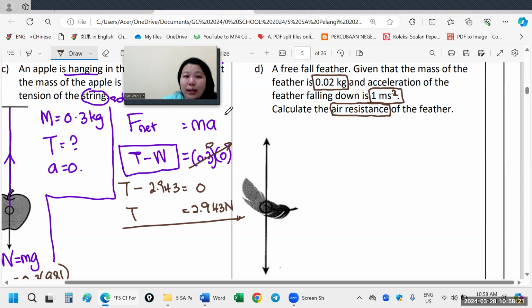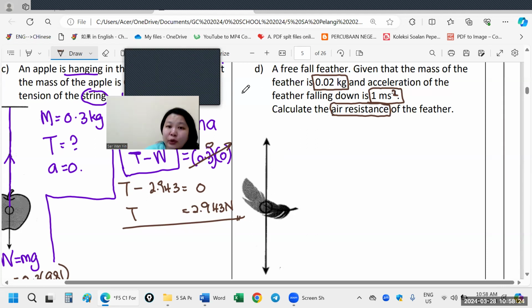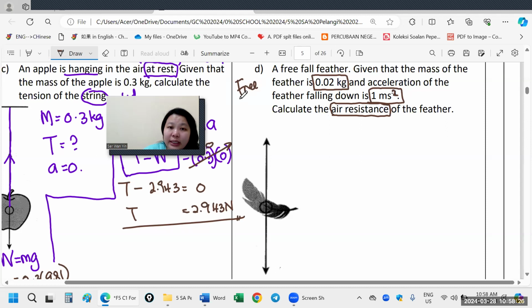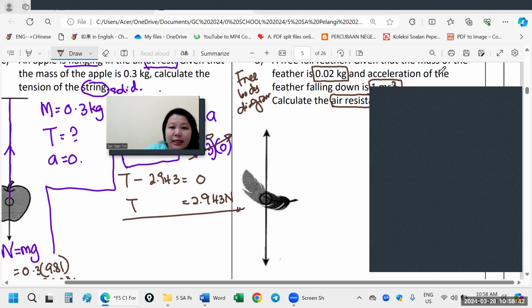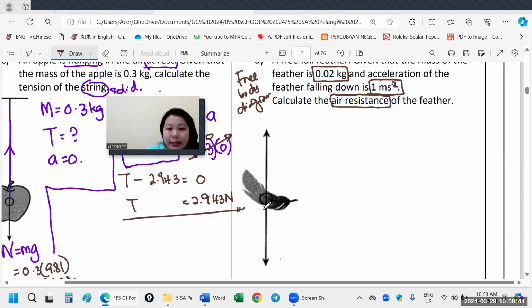So can anyone label the free body diagram? Actually, they drew arrows for you already. Can you fill in the names here? Thank you, Manfei. Yes, going down is always weight equals mg. Up here is, thank you, Sarvendra.